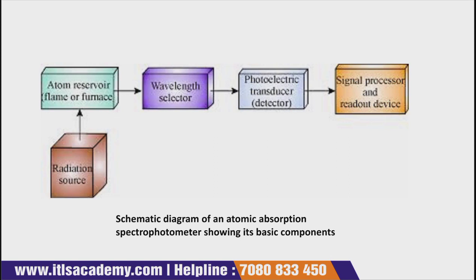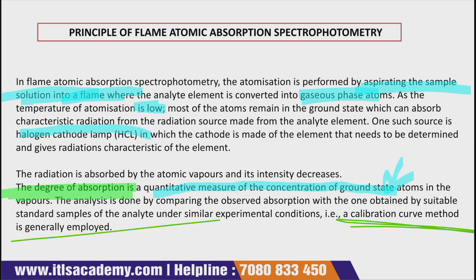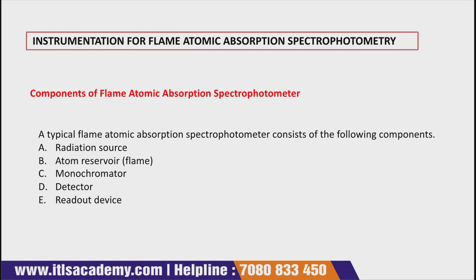As already told you, the radiation source of flame atomic absorption is the hollow cathode lamp, that is HCL. This HCL is the source of radiation. Most of the radiation comes from this hollow cathode lamp.